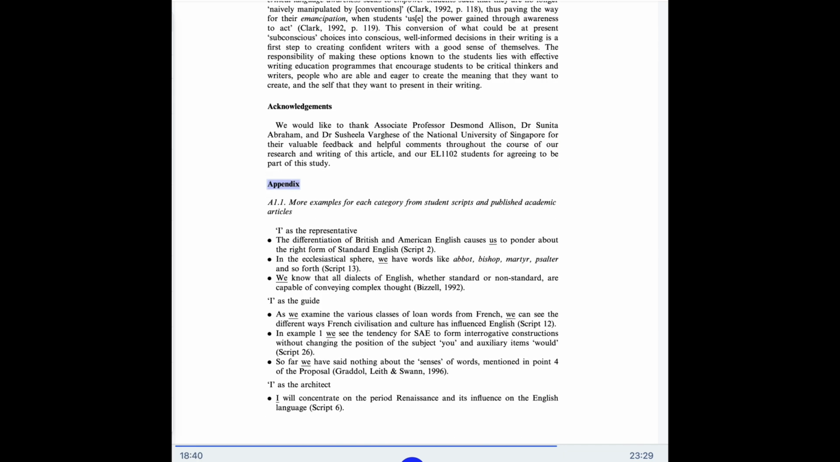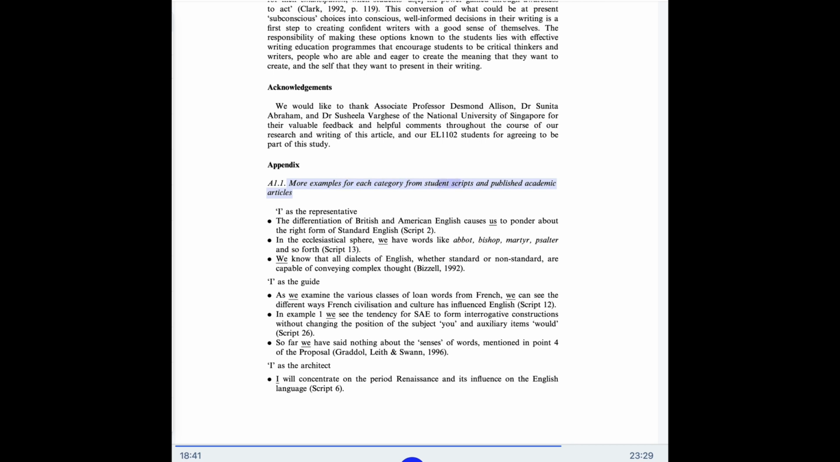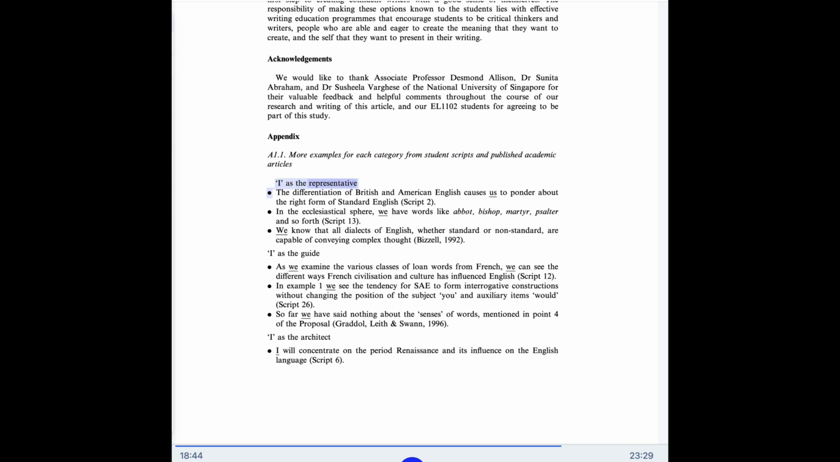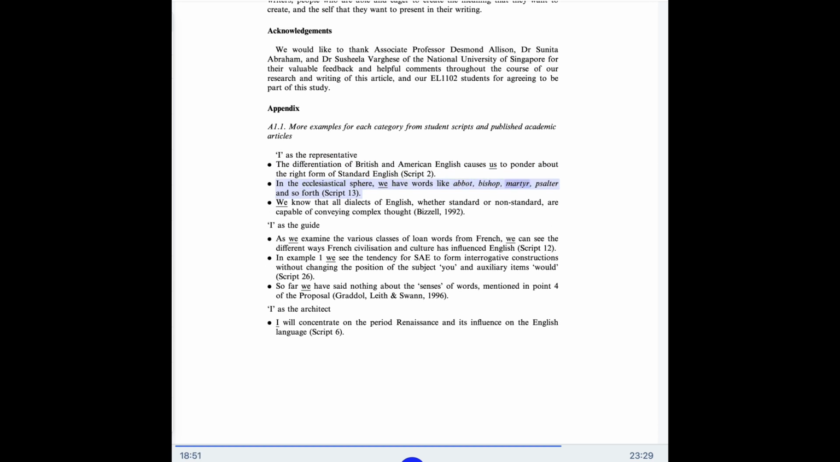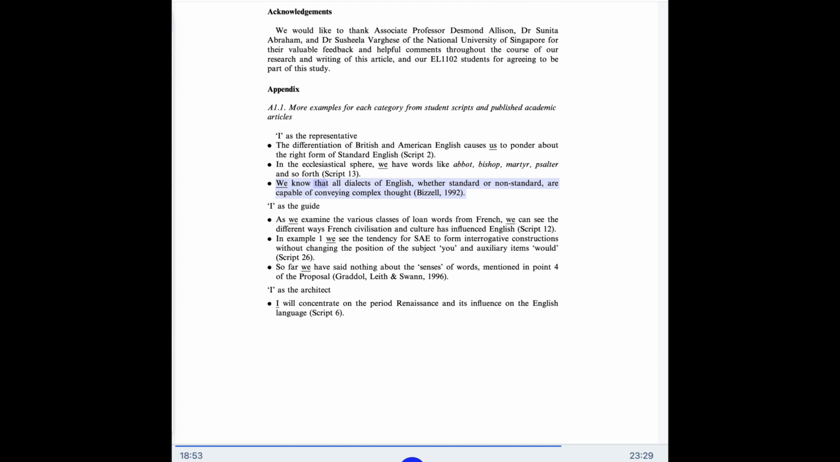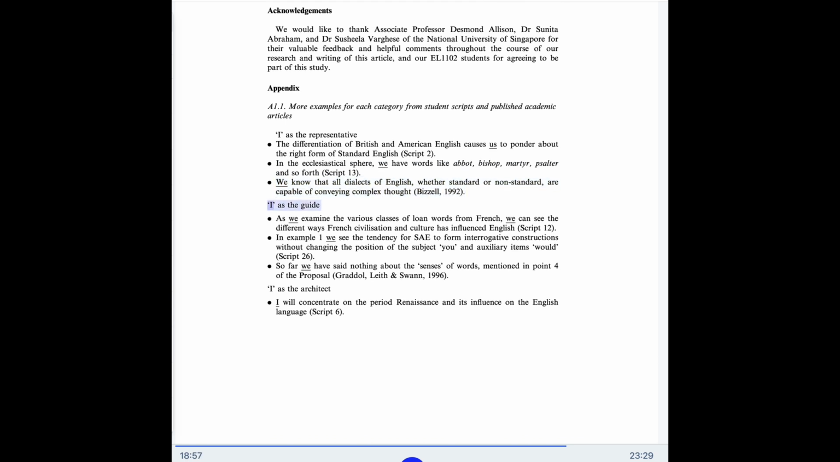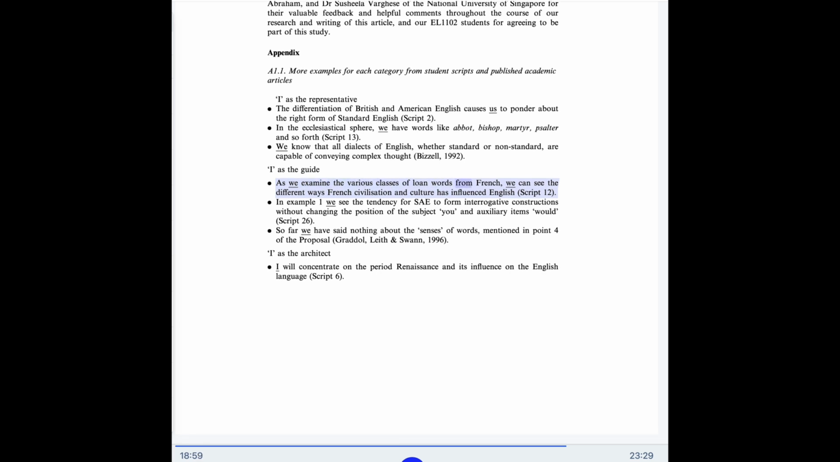Appendix A11. More examples for each category from student scripts and published academic articles. I as the representative. The differentiation of British and American English causes us to ponder about the right form of standard English. Script 2. In the ecclesiastical sphere, we have words like abbot, bishop, martyr, psalter, and so forth. Script 13. We know that all dialects of English, whether standard or non-standard, are capable of conveying complex thought. Bissell, 1982. I as the guide. As we examine the various classes of loan words from French, we can see the different ways French civilization and culture has announced English. Script 12.